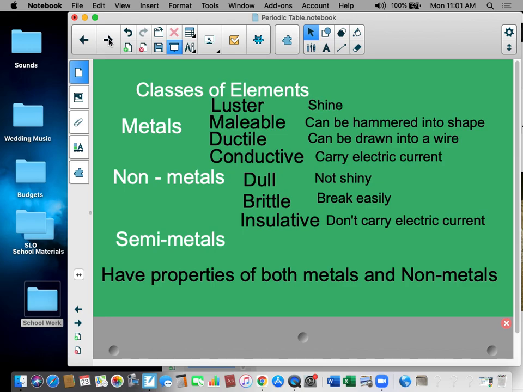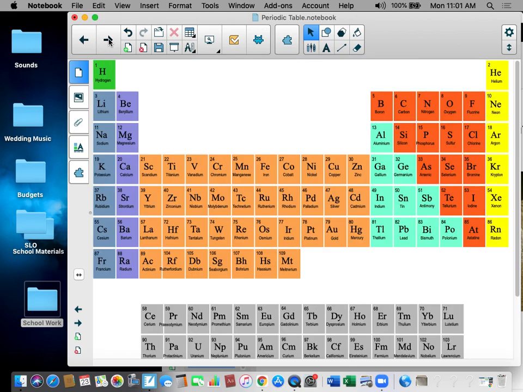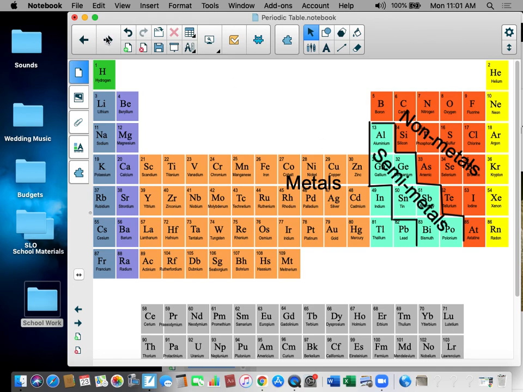How do we find them on the periodic chart? Well, here's our periodic chart. We'll put a little line down the chart through here. Everything to the right of that is a nonmetal, okay? Everything to the left of it is a metal. Now, the elements that touch on this line at all, those are semi-metals, okay?